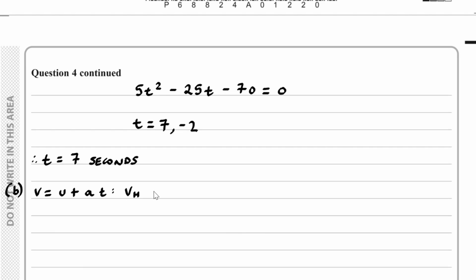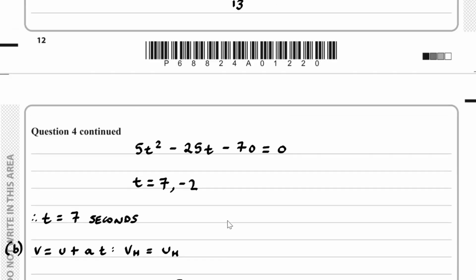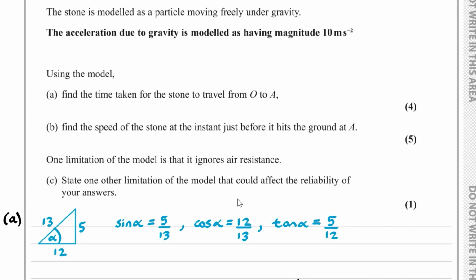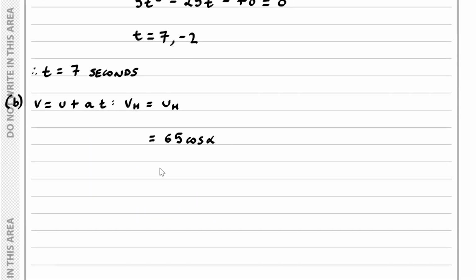horizontally vh, that's equal to uh. Of course, there's no acceleration horizontally, so we've got 65 cos alpha, and we already know what cos alpha is. That's 12/13. So we've got 65 times by 12/13, which is equal to 60.